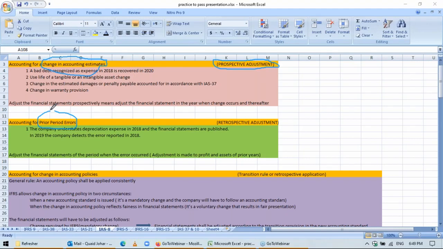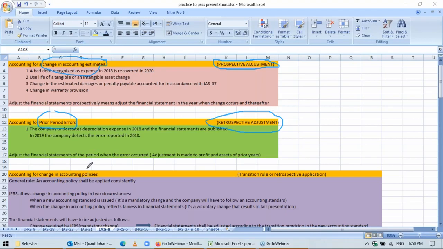You cannot adjust the current year's profits for it because the error occurred in the previous year. So you have to correct the profits of the previous year also. And if you adjust the profit of the previous year, your opening retained earnings will change. So it's a retrospective adjustment. And also the assets or liabilities, the corresponding effect will also be taken to the opening balance of the asset or liability. So your profit will be adjusted for the previous year, for the comparative year, or even earlier if applicable, and the opening balances of the asset or liability, but current year profit should not be adjusted for it.